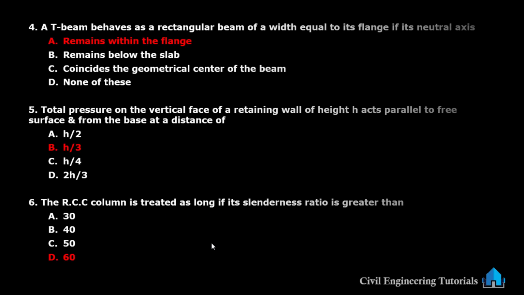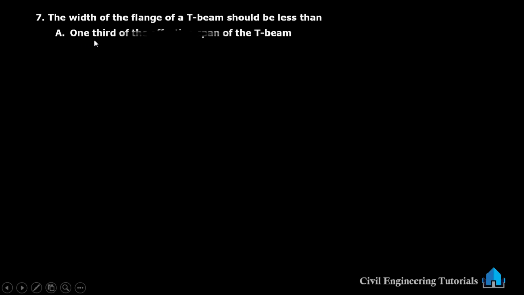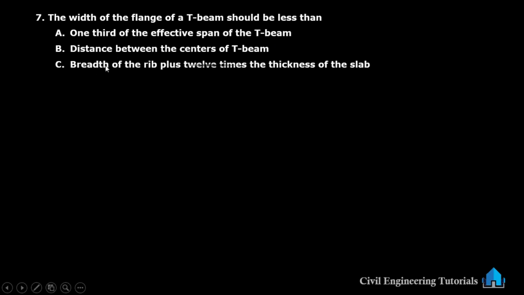Next, the width of the flange of a T-beam should be less than option A 1/3 of the effective span of the T-beam, option B distance between the centers of the T-beams, option C breadth of the rib plus 12 times the thickness of the slab, option D least of the above. So the answer is least of the above.